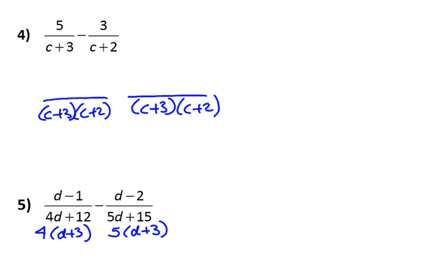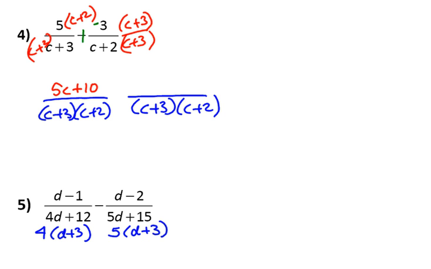4, I'm going to multiply the first fraction by c plus 2 over c plus 2, and that gives me 5c plus 10. The second fraction by c plus 3 over c plus 3. Now, I'm kind of talking really fast, but notice that this is now not addition, but subtraction. So remember that with subtraction, we change it to addition of the opposite. So I'm going to make that plus a negative 3, so that when I distribute, I'm going to have negative 3c minus 9.